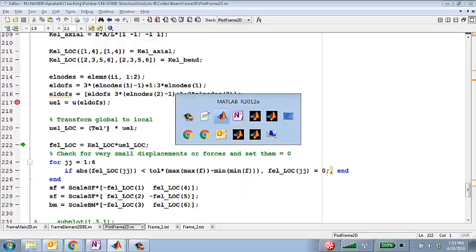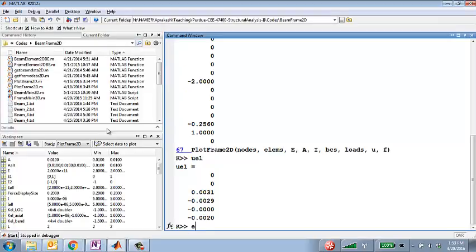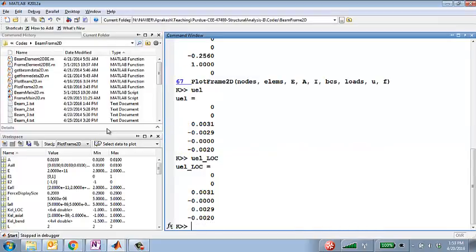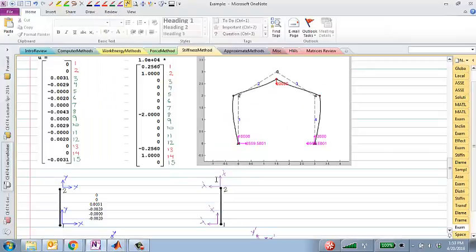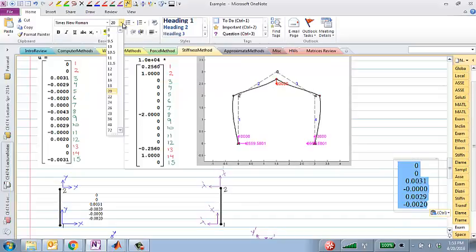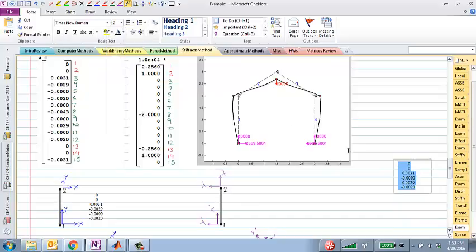So let me go back to here and I write U element local, and those are the local degrees of freedom. I'll copy those, paste them to here, and those are now my local degrees of freedom.